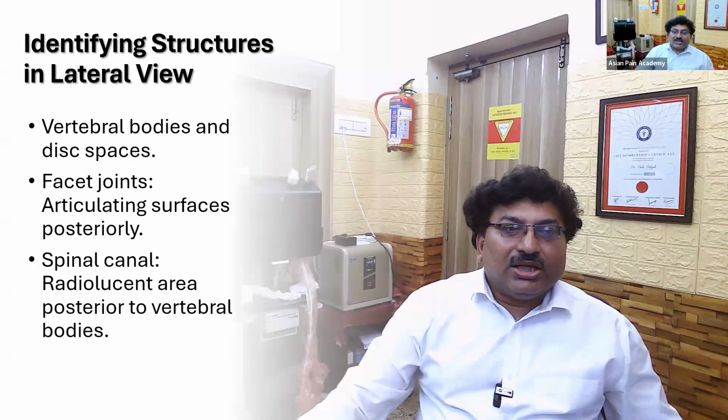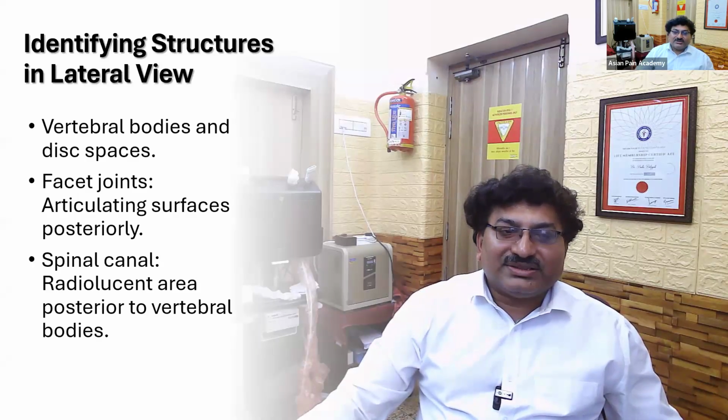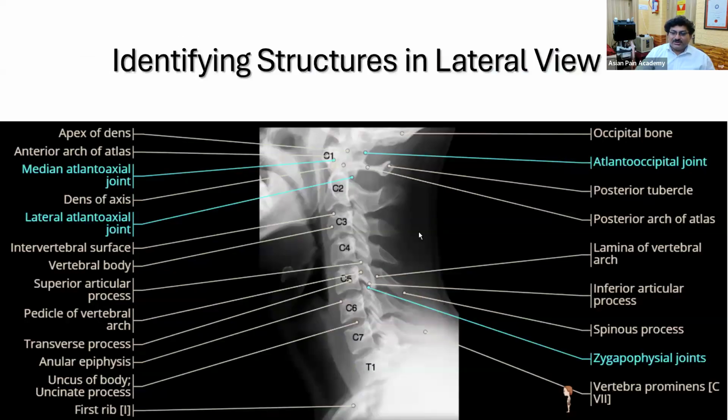Now in the lateral view, we can see the vertebral bodies, the disc spaces, the facet joints, the articulating surfaces posteriorly, and the area of the spinal canal. So without wasting words, let us go to this area. Okay, so this is the lateral view of the cervical spine. If you compare with the lumbar spine lateral view, one important structure is missing. Can anyone tell which is this? It cannot be seen in the lateral view of the cervical spine, but can be seen easily in the lateral view of the lumbar spine.